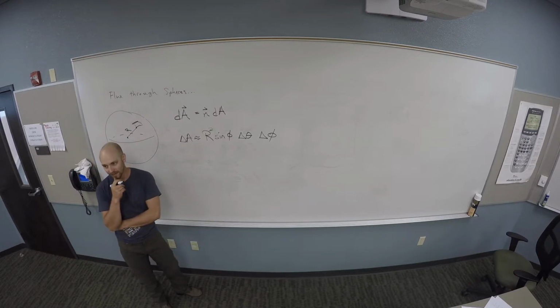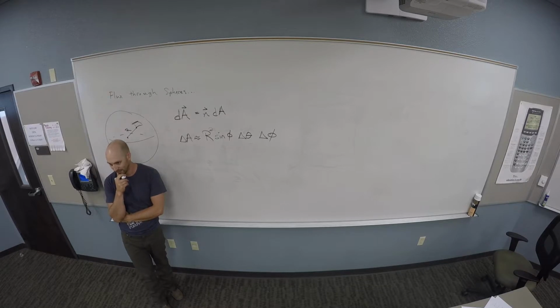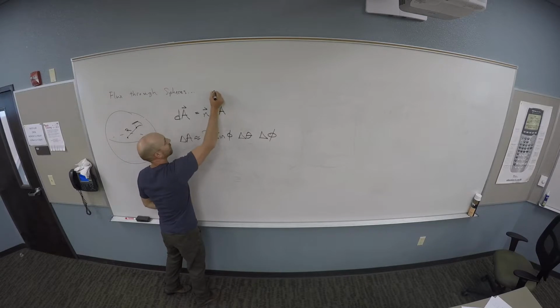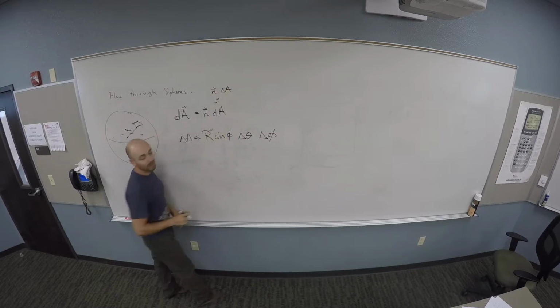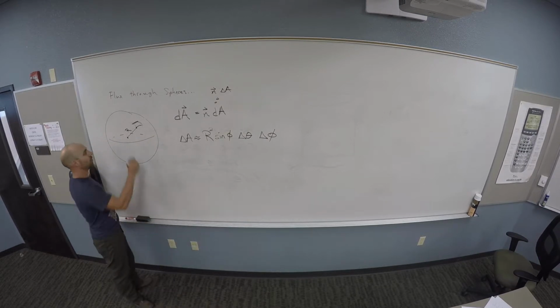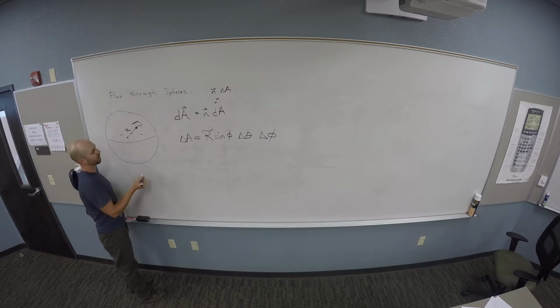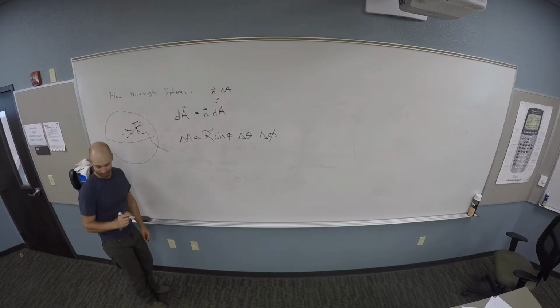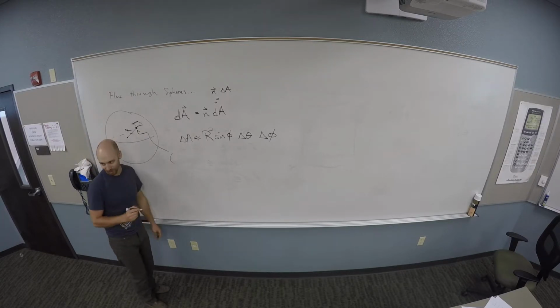What else do I need? The normal vector. Yeah, I need a normal vector. So what are the coordinates of a point out here on a sphere? This is probably going to be the hardest question I ask you all semester, because we already have the answer somewhere else in our notes.